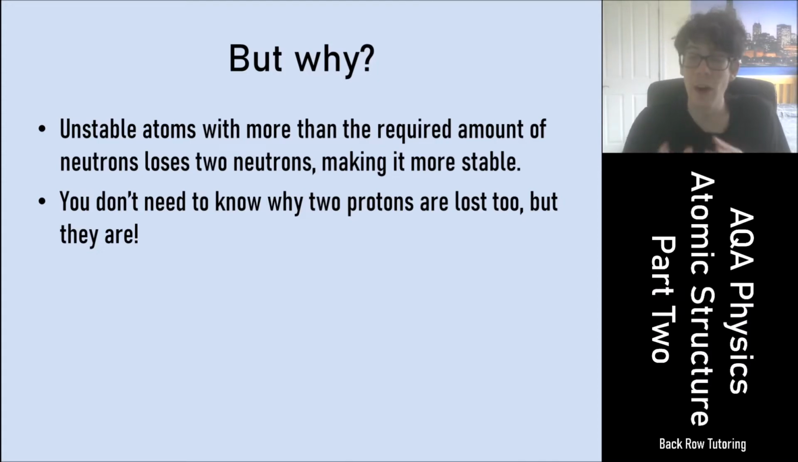So you just need to know an alpha particle consists of 2 protons and 2 neutrons, and an unstable nucleus wants to get rid of an alpha particle because it's getting rid of 2 neutrons, and those neutrons made the atom unstable, and now they're gone. So the atom is now more stable.